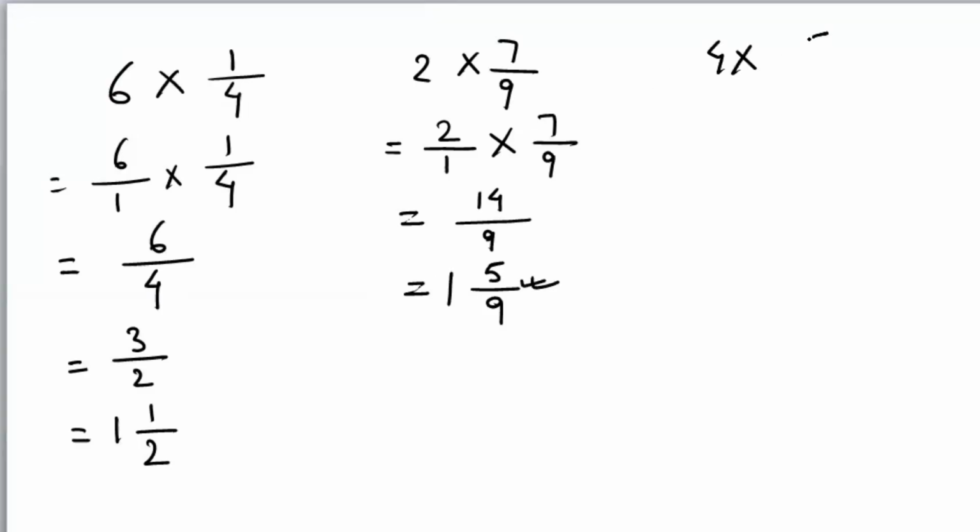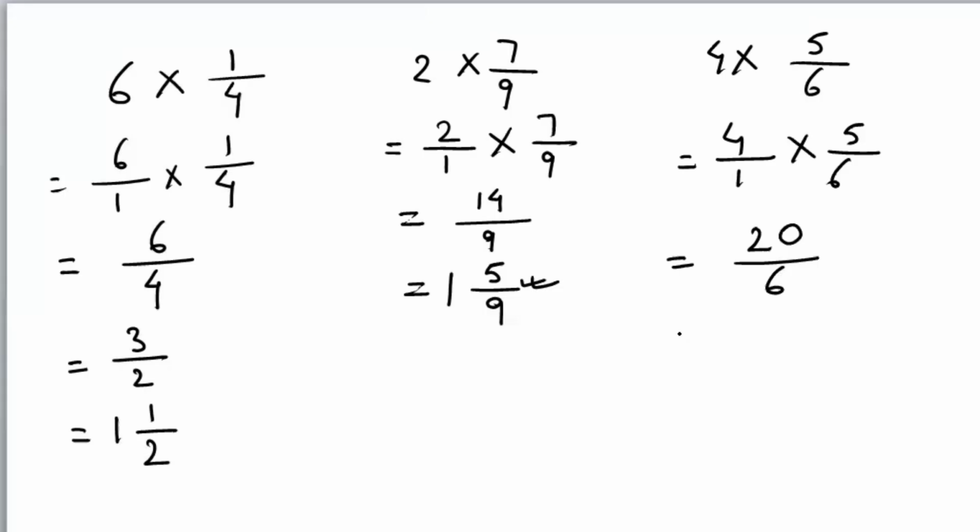4 multiply with 5 over 6. Here 4 is the whole number, so we have to change it into a fraction. We have to multiply it. 4 times 5 will be 20 over 6. And further break it down into 10 over 3. This is our final answer. Okay, I hope this one is also clear, how we can multiply a fraction with a whole number.